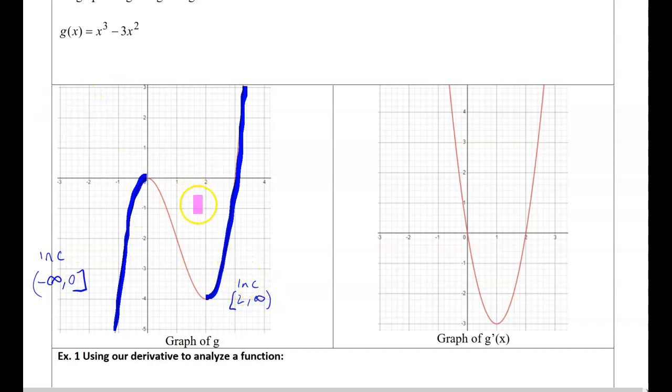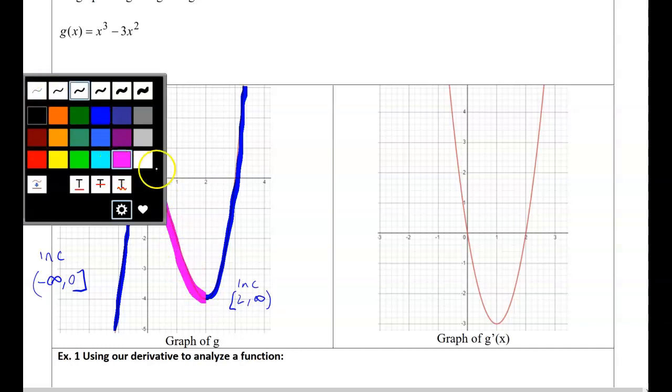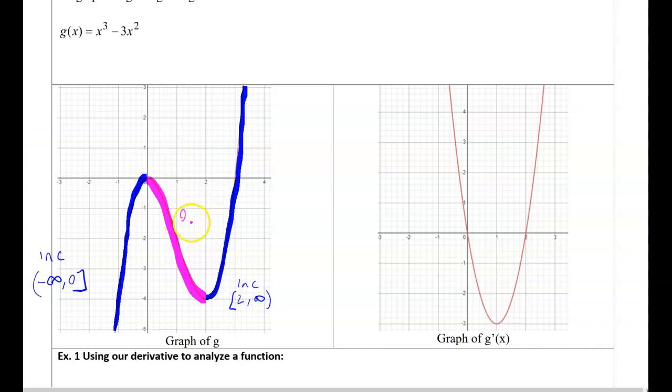And then notice we also have a decreasing interval here in the middle that I'm going to use a different color for, and that interval is from 0 to 2. Again, these are x values, and these would get brackets by convention. This is a decreasing interval of g. Okay, and the reason we want to annotate all of these is because we're going to start to look at the relationship between these areas and the derivative.